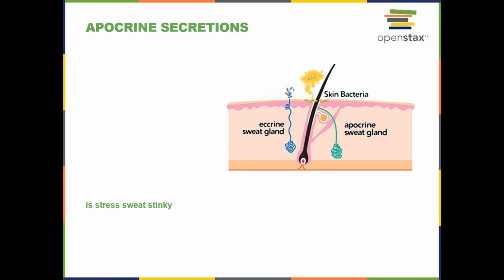A lot of people think stress sweat, or apocrine secretions, stink, but it's not really the secretions that are stinky. There are lipids in the secretions, which makes it more of a milky type of sweat. And bacteria on the surface of our skin like it. They eat it. They basically metabolize the apocrine secretions and release the odor, which is where the stink or the smell comes from.